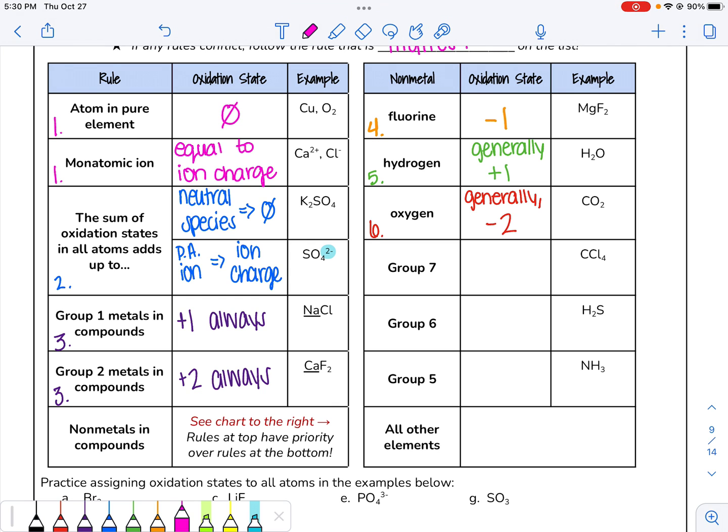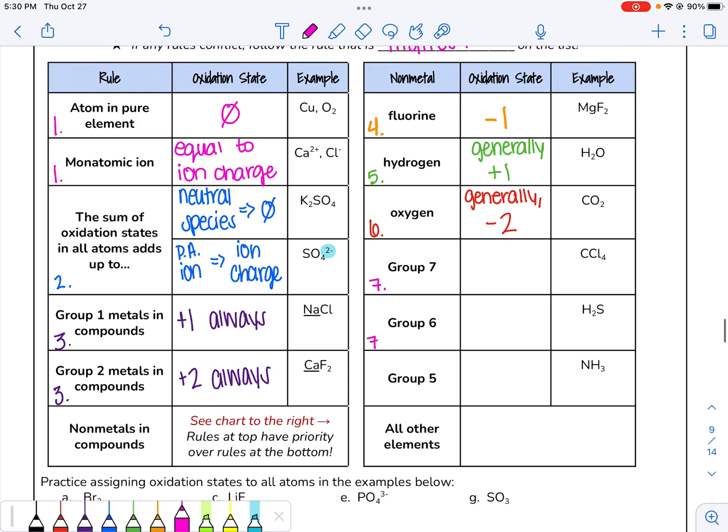Now we have our last rule, rule number 7. And this is going to apply to groups 7, 6, and 5. 5, 6, and 7 if I wrote them sequentially. Things in group 7, the halogens, will generally have a -1 charge. Things in group 6 will generally have a -2 charge. And things in group 5 will generally have a -3 charge. So these are the rules that you can use to assign oxidation states.